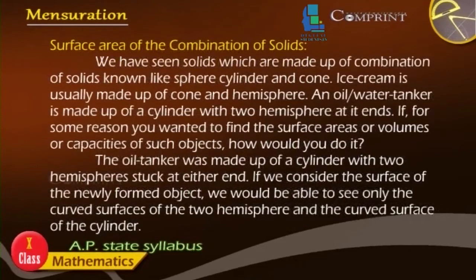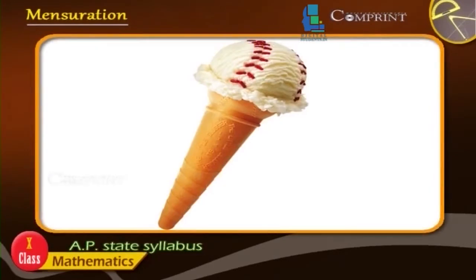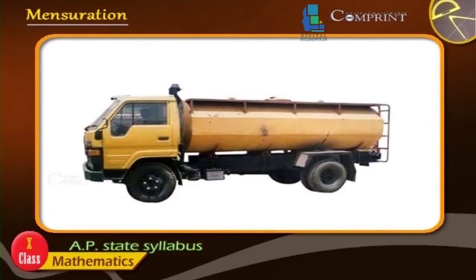Surface area of the combination of solids. We have seen solids which are made up of a combination of known solids like sphere, cylinder and cone. Ice cream is usually made up of a cone and a hemisphere. An oil tanker or water tanker is made up of a cylinder with two hemispheres at its ends.